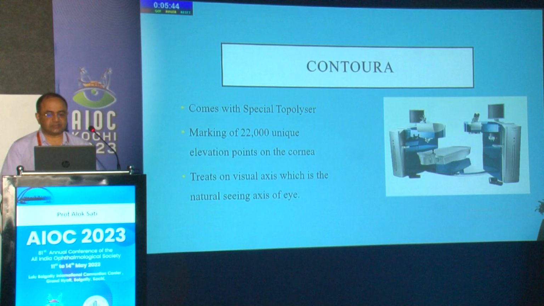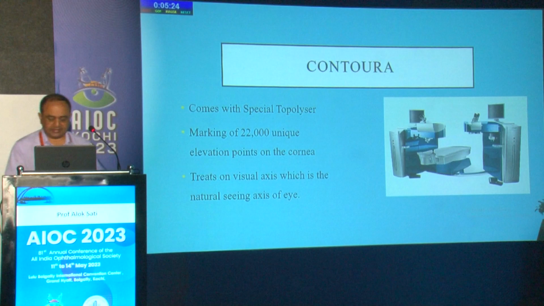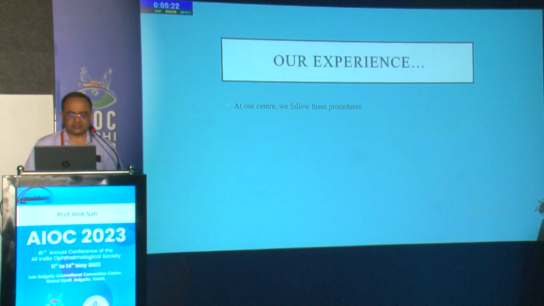And currently this is what is coming up in a big way. It's similar to LASIK, but here a special topolyzer is used, and we mark 22,000 unique elevation points on the cornea. That's how it is modulated, and the multiple aberrations which come up post-op are taken care of by these procedures.